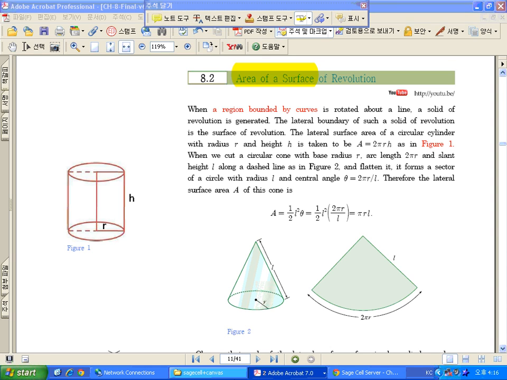Section 8.2, area of surface of revolution. When a region bounded by a curve is rotated about a line, a solid of revolution is generated, like this. The lateral boundary of such a solid of revolution is the surface of revolution, like this.